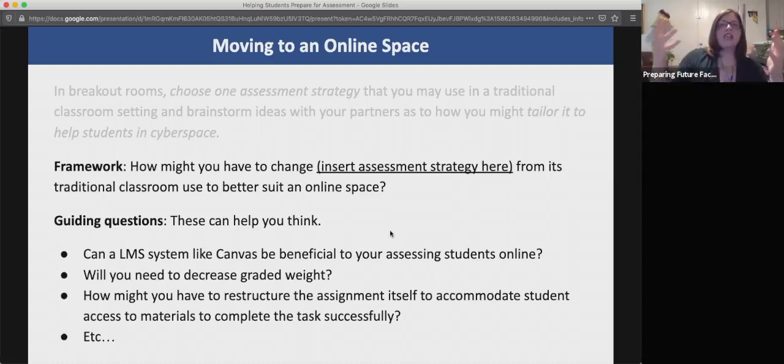Let's say I need to change classroom quizzes. Maybe a system like Canvas could help me. Maybe I could use those quizzes to be moved online and taken through there. Does grading have to change? How might you have to restructure the assignment? Any questions on this? This might be a little challenging.